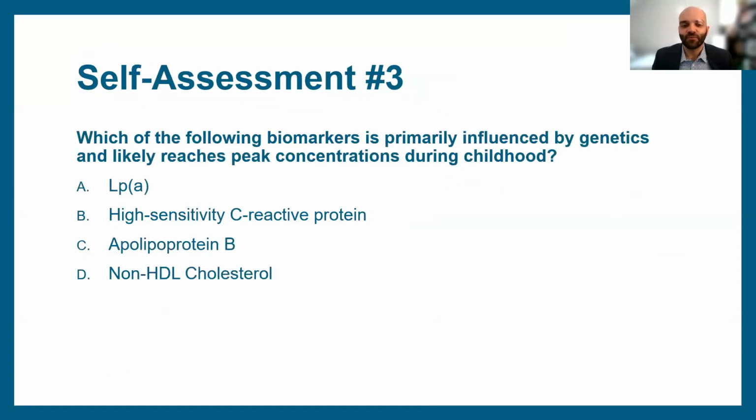So as we move on to our assessment questions here, which of the following biomarkers is primarily influenced by genetics and likely reaches peak concentrations in childhood? Lp(a), high sensitivity C-reactive protein, apolipoprotein B, or non-HDL cholesterol? Right, a lot of great responses here. Give it 5 more seconds or so.